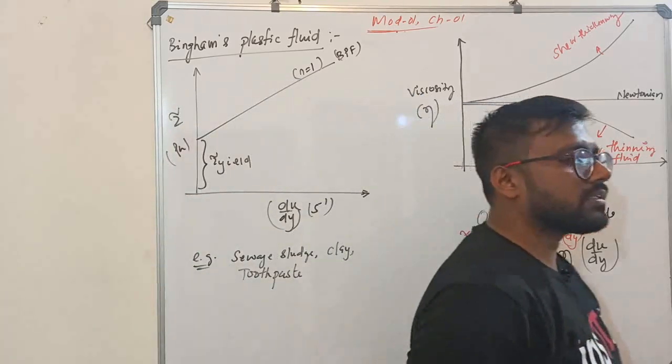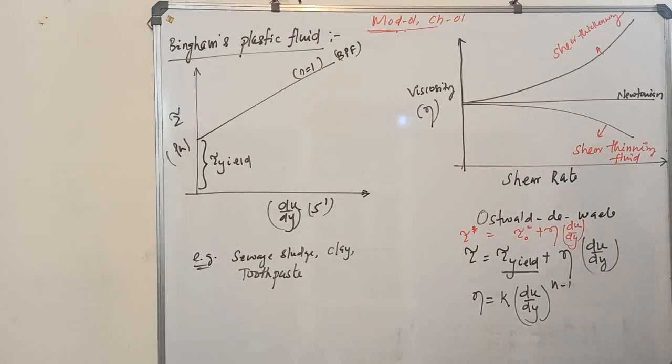Take toothpaste. In these cases, how will it behave? Like a Newtonian fluid only, but it needs some initial force to overcome the viscous barrier. And its viscosity is uniform. It does not change much with the forces. So the next one is your Bingham's plastic fluid.